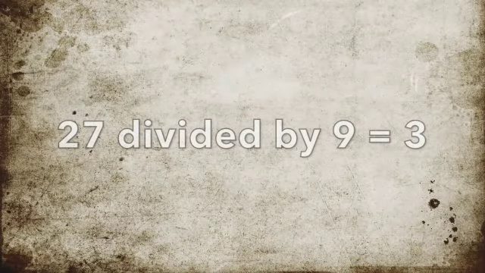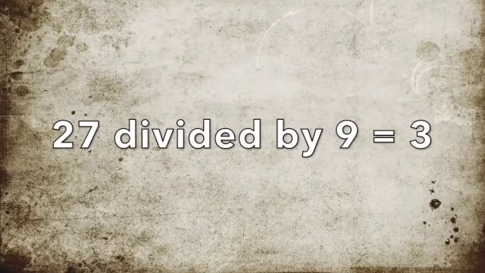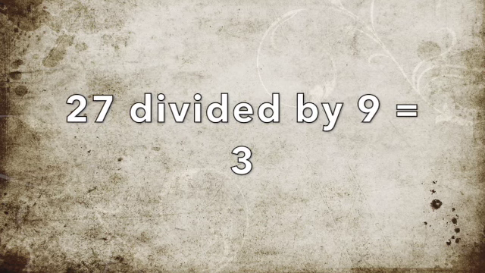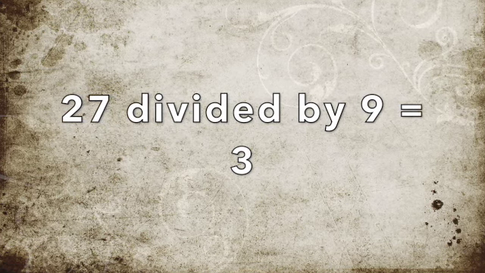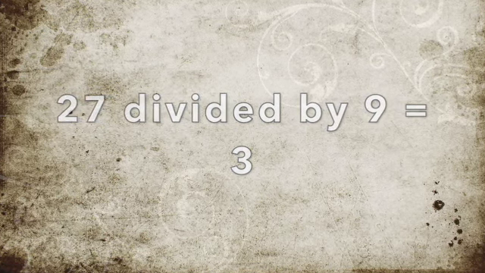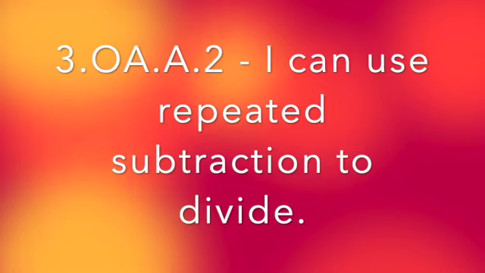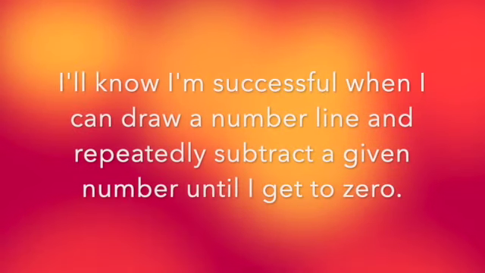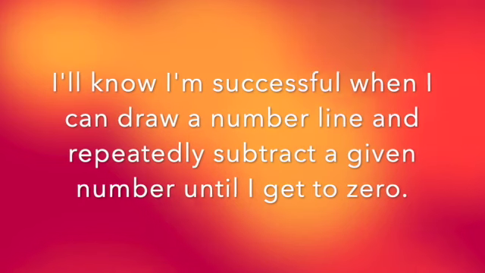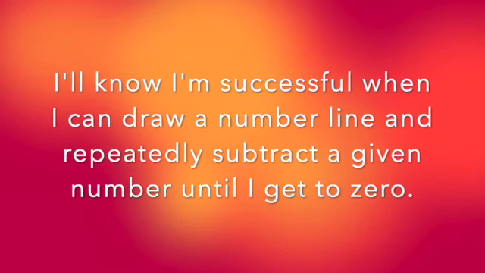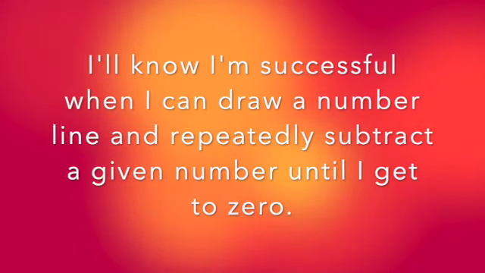So the answer that you should have gotten was 27 divided by 9 equals 3. Since that's how many jumps of 9 we did. We did 3 jumps of 9. So remember, your learning target today is I can use repeated subtraction to divide. And you'll know you're successful when you can draw a number line and repeatedly subtract a given number until you get to 0.